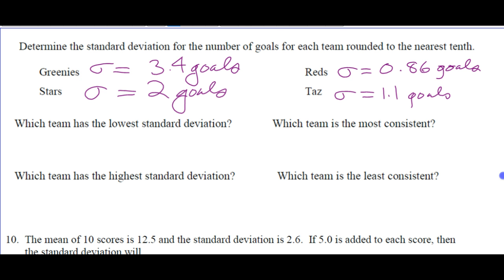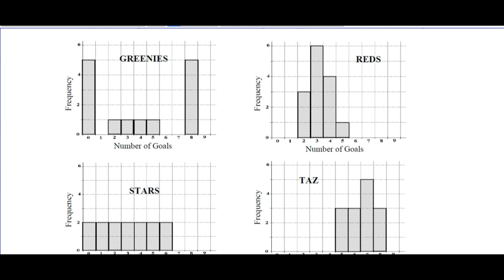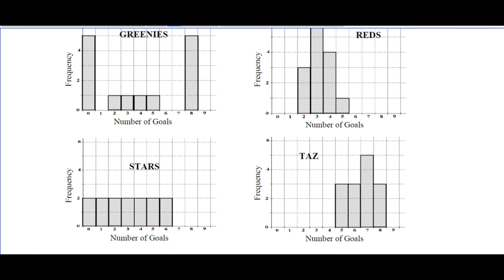Okay, which team has the lowest standard deviation? The Reds. Which team is most consistent? The Reds. Okay, so if you look at the distribution here, you can see greenies are pretty spread out, right? As far as range goes, they've got the largest range. Stars, no, it's really spread, right? Like they're not consistent at all, really.